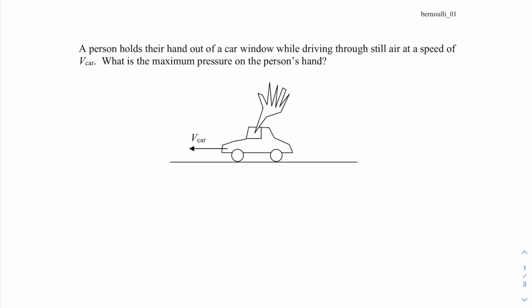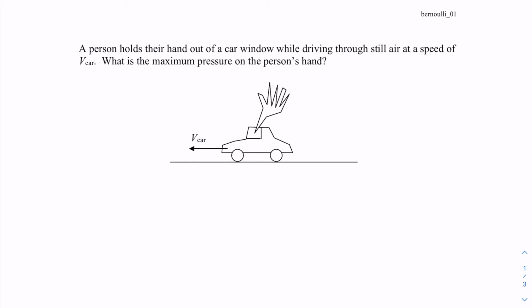Okay, imagine you are moving in your car with a velocity v car as shown here, and you pull out your hand from the window. So you can imagine that you will feel a tremendous force on your hand due to the air. And in this problem, we will be basically estimating that force in terms of the maximum pressure acting on your hand when you pull it out in a moving car by the application of the Bernoulli equation.